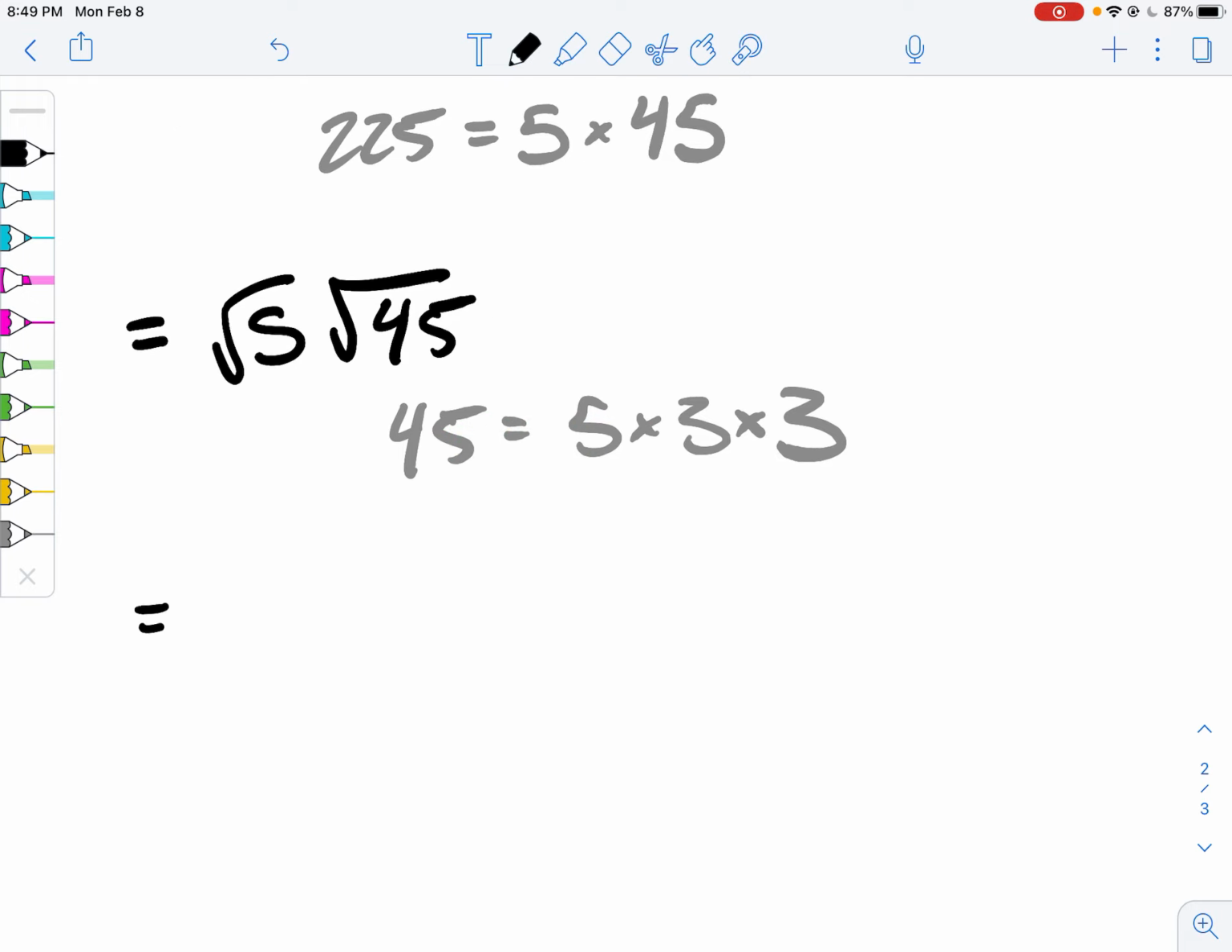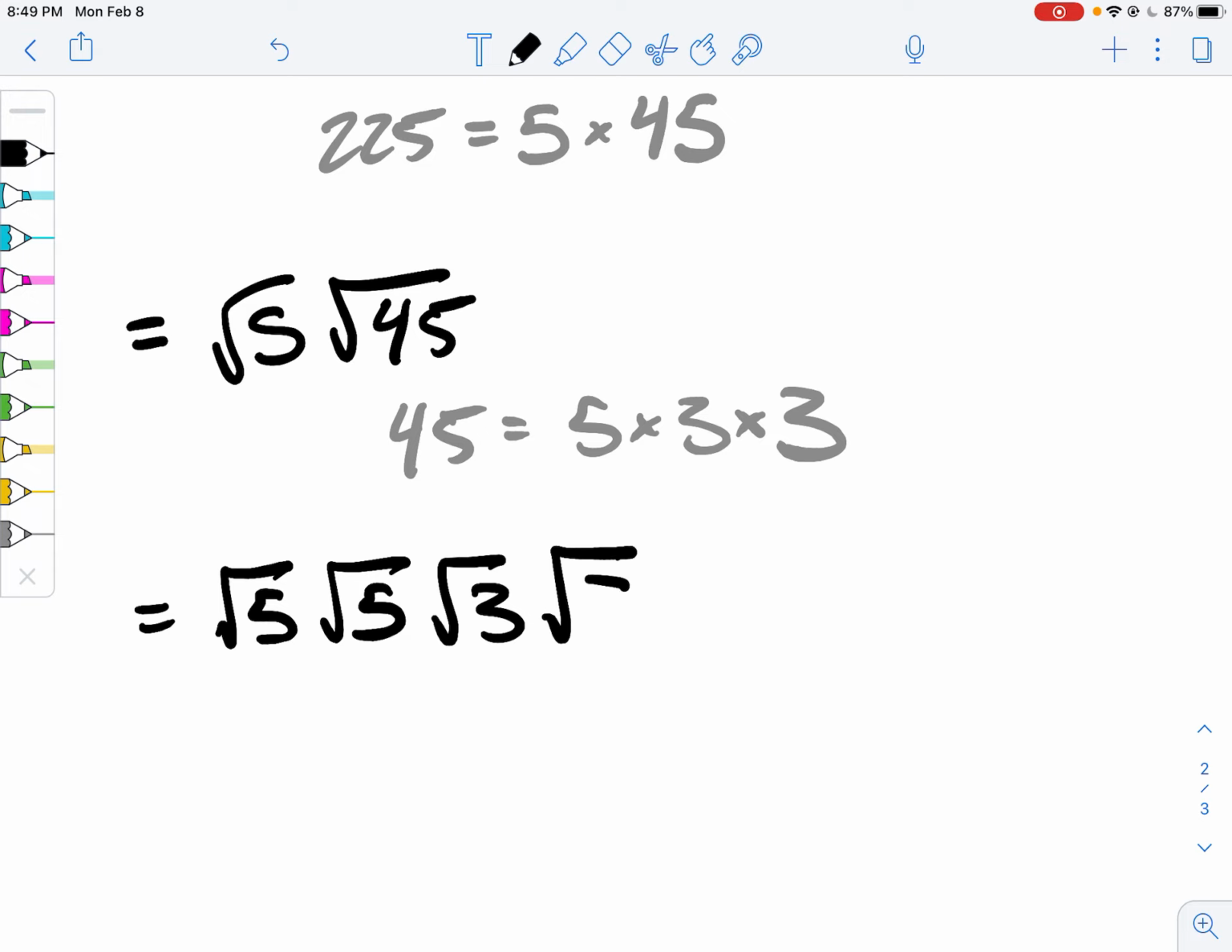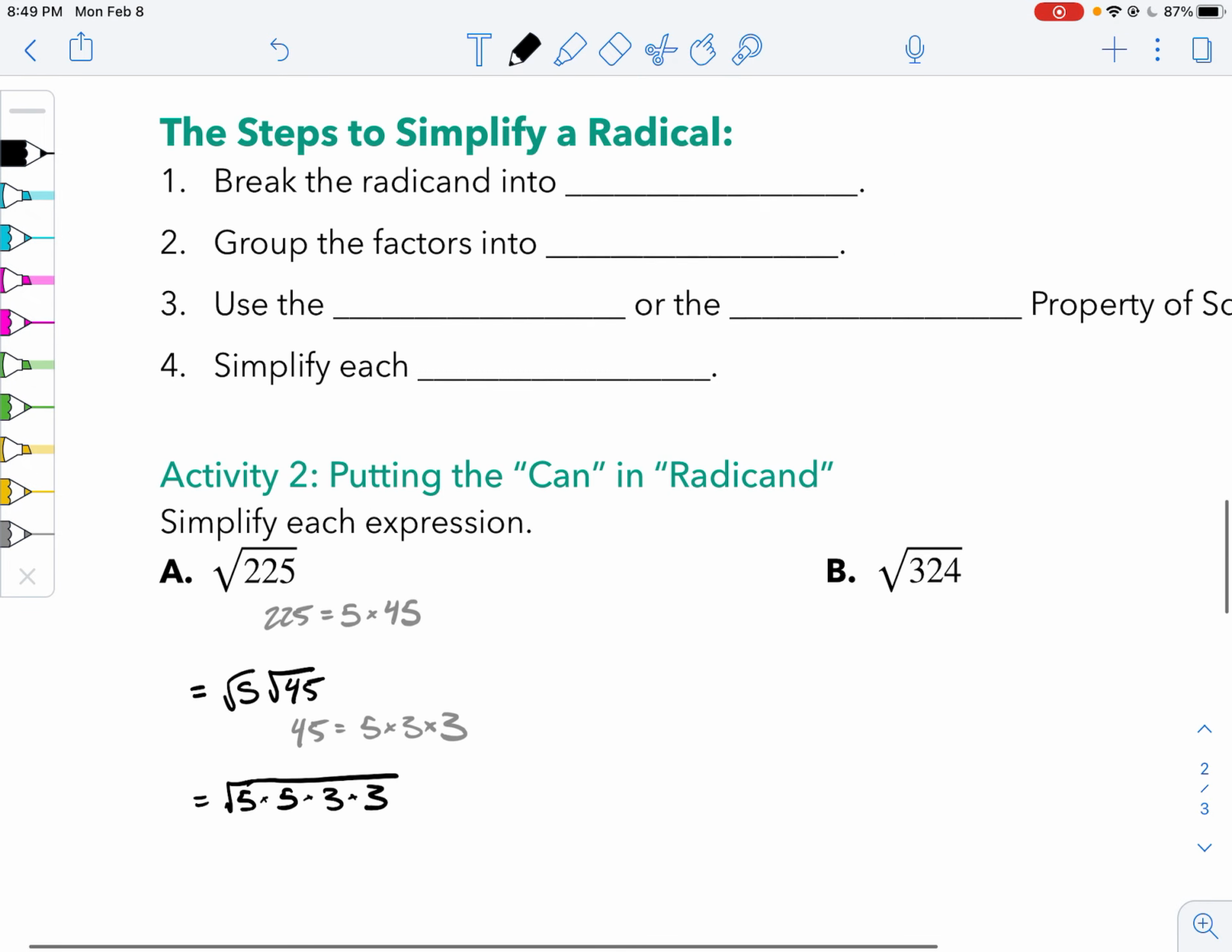So the square root of 225 is the square root of 5 times the square root of 5 times the square root of 3 times the square root of 3. Boom. Okay, now we've broken that all up. In fact, I misspoke. I should have had these all under one big radical. My bad. Okay, so what did we do? We broke the radicand up into what are called factors. So how can we split him up with multiplication?